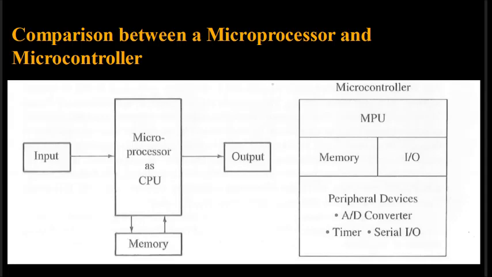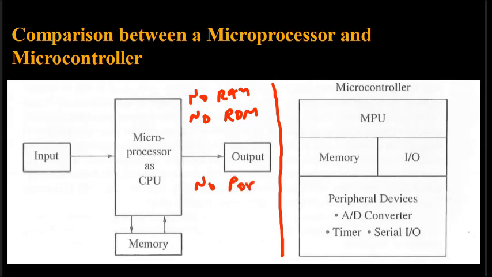Now we see the difference between a microprocessor and a microcontroller. At the left side we have a microprocessor, and on the right side we have a microcontroller. A microprocessor, in this case, is working as a CPU. What we see is that it has no inbuilt RAM. We have to connect it externally. Then there is no inbuilt ROM. Then there are no ports.